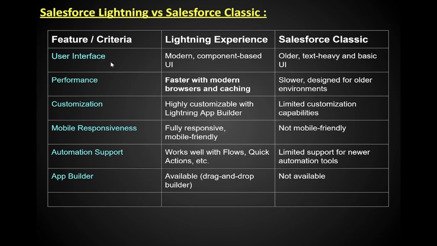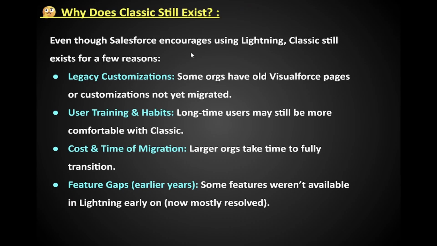You can see the interface is old in Classic and modern in Lightning Experience. Performance is faster in Lightning Experience, it is customizable and easy, and it is mobile responsive. We have many automation supports like flows and quick actions, right? And a lot of things are there in Lightning. So those are very good automation support. And you can read this, right? This is just a high level for you.